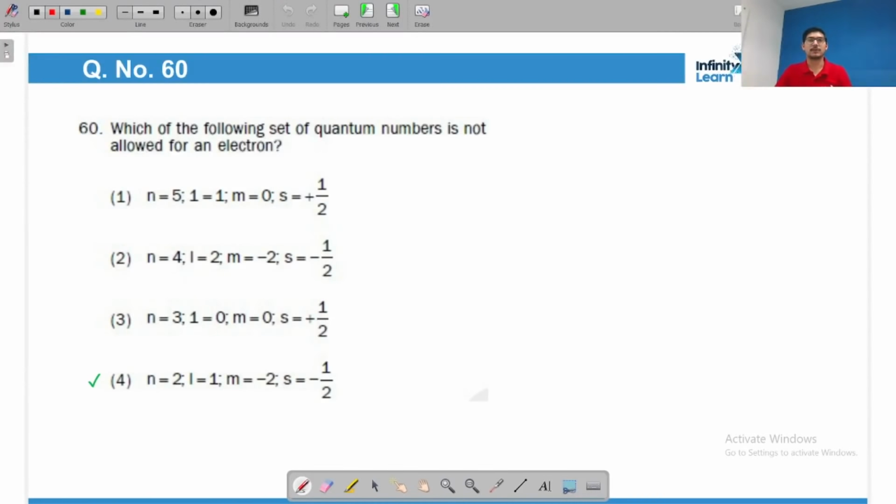Which of the following sets of quantum numbers is not allowed for n is equal to 2, L is equal to 1, and remember guys, the values of ml are minus L to plus L. So for L is equal to 1, ml is equal to minus 2 is not possible. So this set is not possible, it becomes the correct answer.